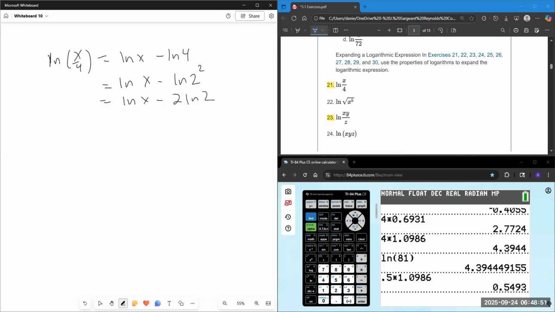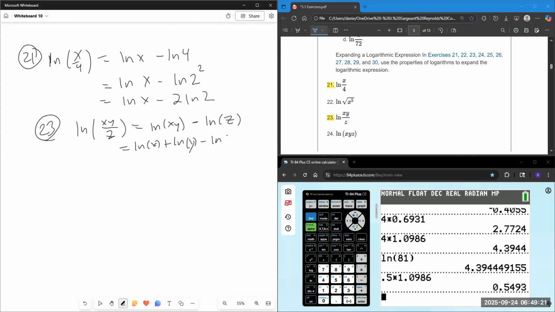So 23, prime numbers as their arguments. Ln of x, y over z, I'm going to put lines through my z's. So this is ln of xy minus ln of z. And then xy, that'll break up into addition, ln of x plus ln of y minus ln of z.